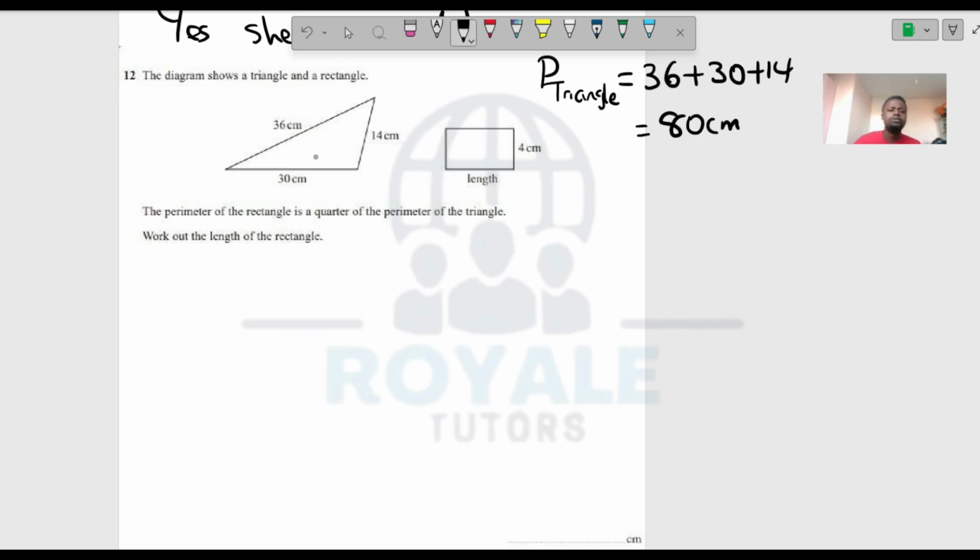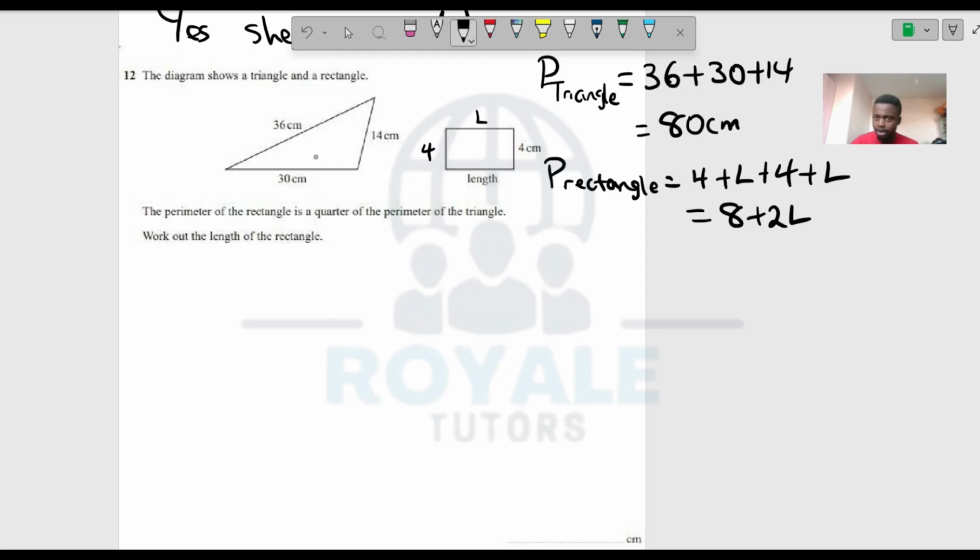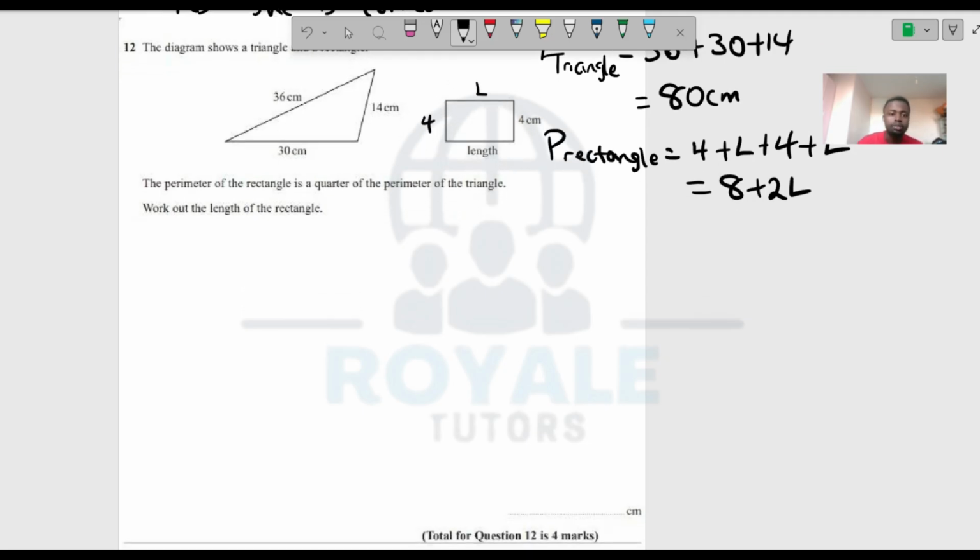Then the perimeter of the rectangle now. The perimeter of the rectangle is going to be the addition of the sides as well. So if this is 4, this is 4. If this is length, this is as well length. So you have 4 plus length plus 4 plus length. And that's going to give us 8 plus 2 of the length. So now let's see the relationship between them. It says the perimeter of the rectangle, which is 8 plus 2L, is a quarter of the perimeter of the triangle.